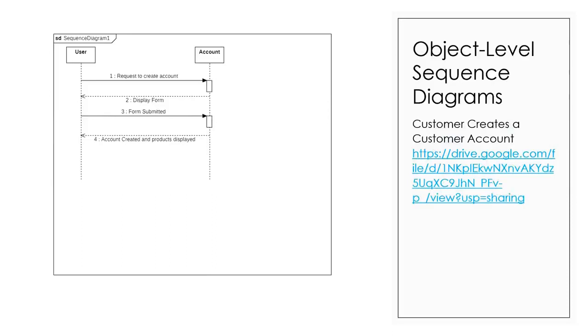Next we have the object level diagram. It shows us two different objects interacting with each other. The first is the user and then the account. The user will create an account and the account will display a form for the account to be created. The user will submit the form and then the account will be created and the products will be displayed.